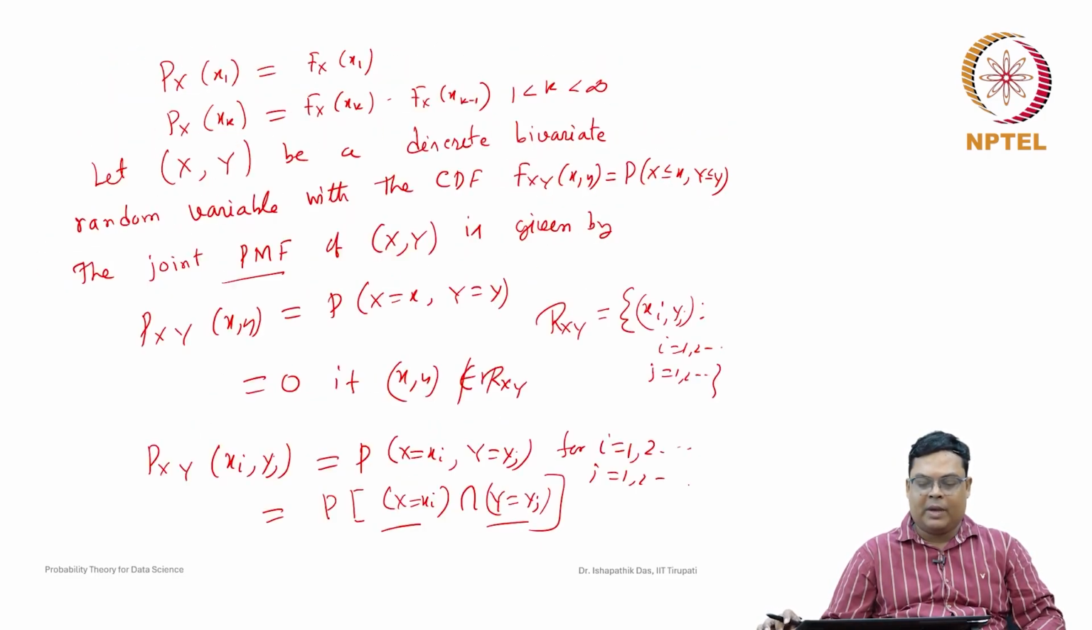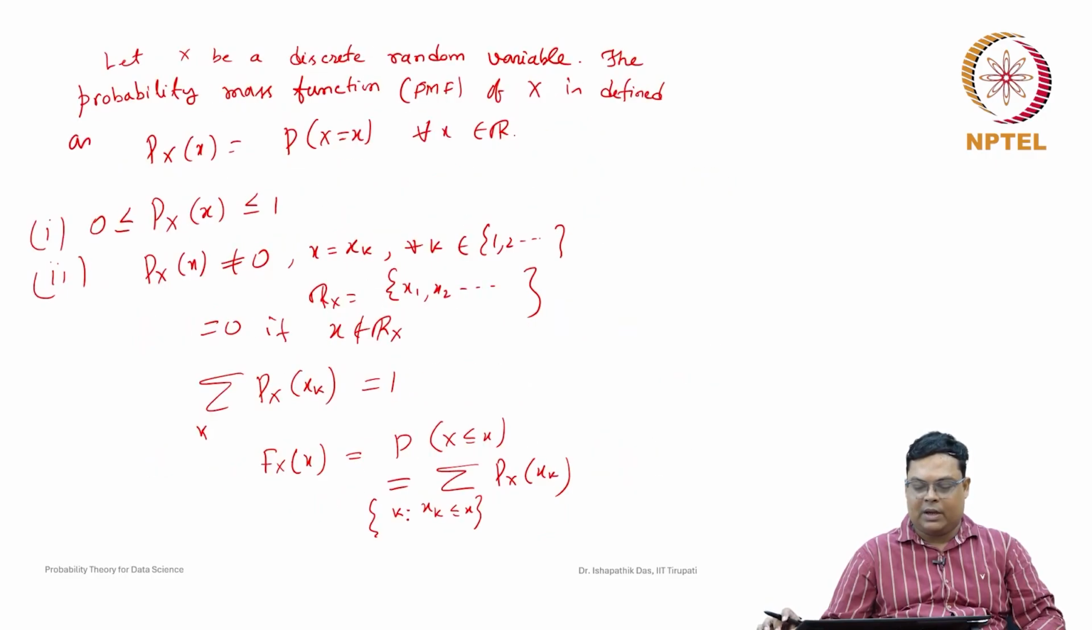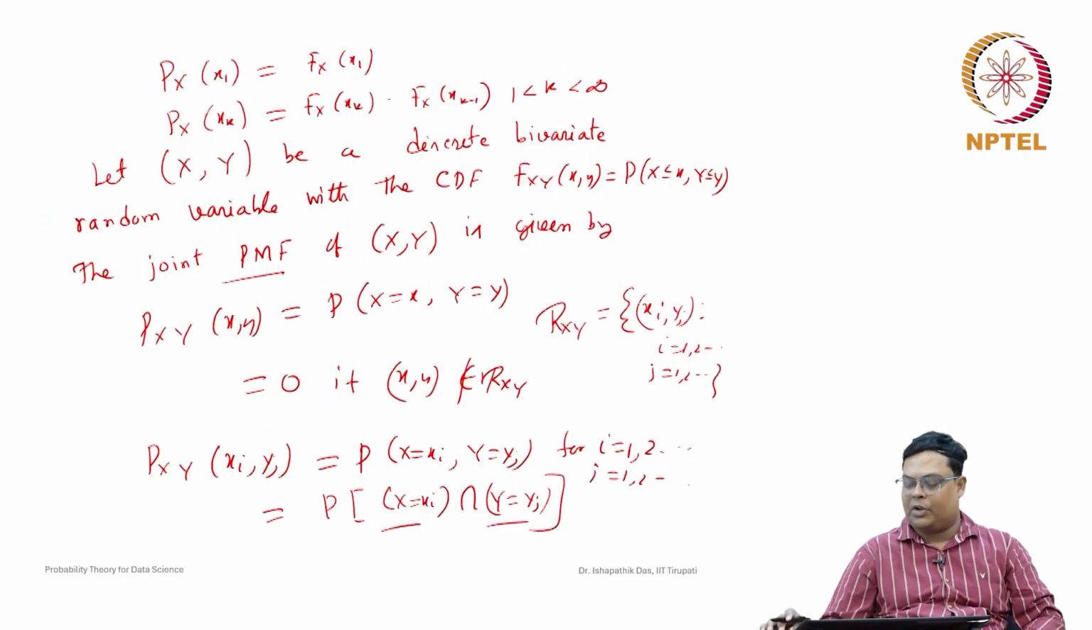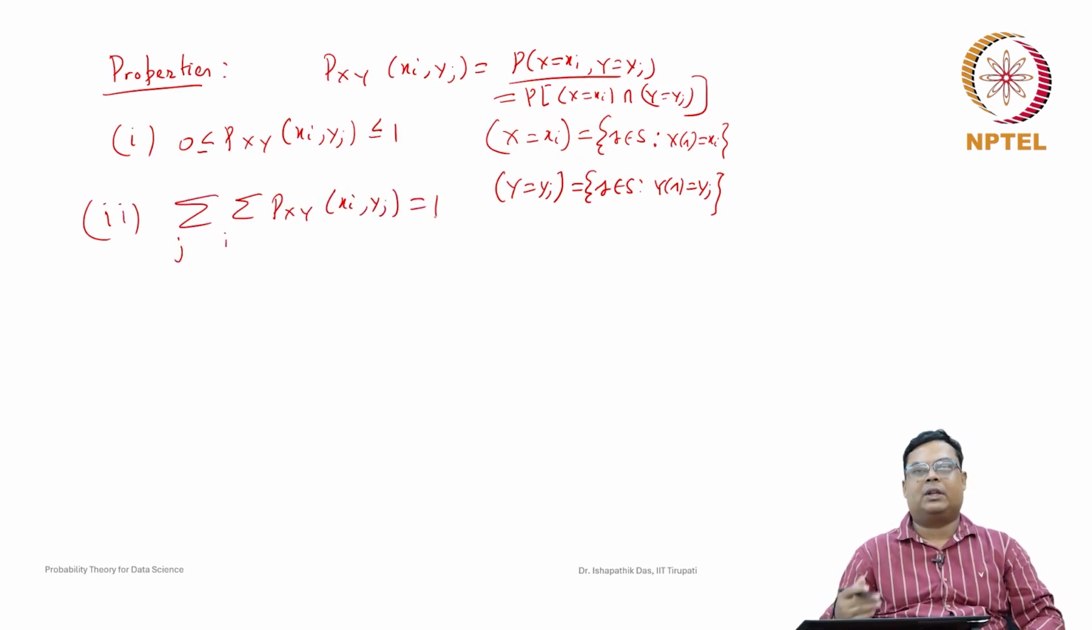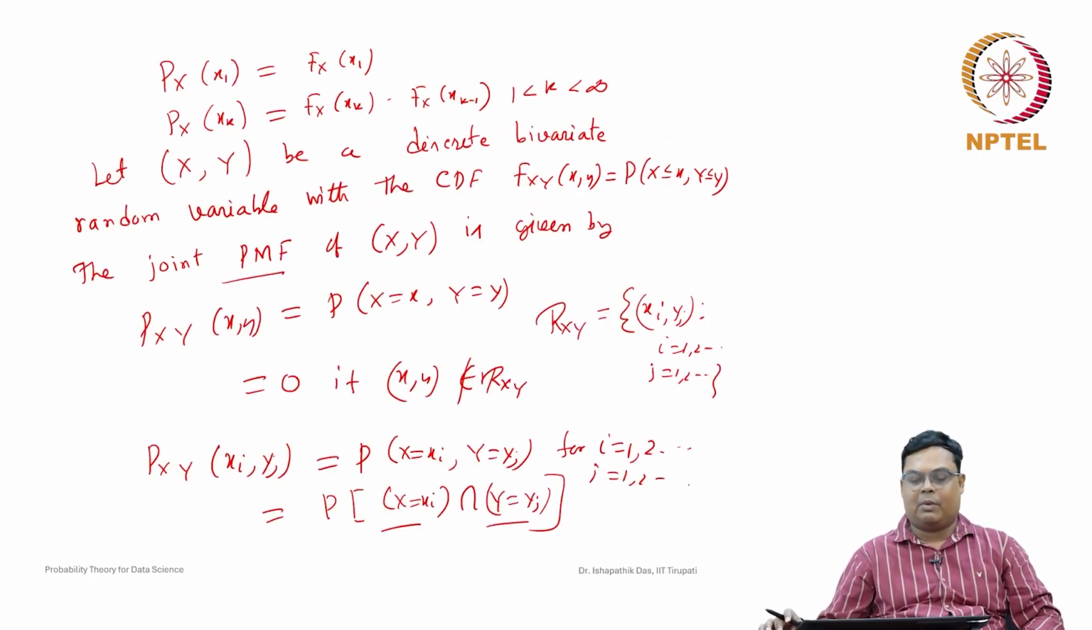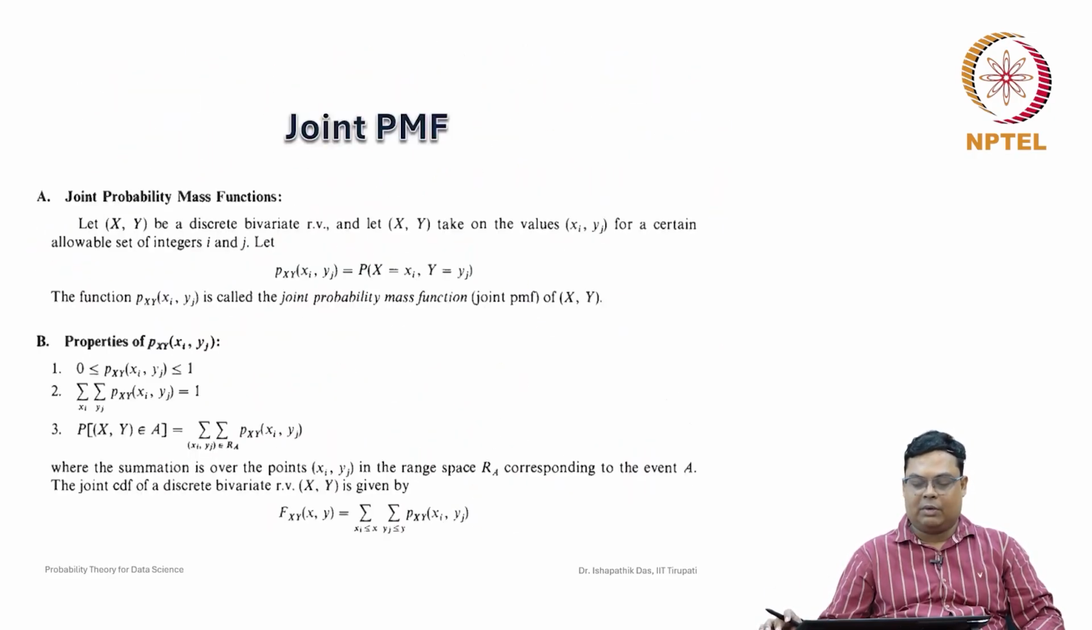Analogous to the univariate case, which you discussed also, the sum over all the possible values should be equal to 1. So, here the sum over all i and j of p x y of x i, y j should be equal to 1. This is a certain event, because you are considering all possible values that the random variable x can take and y can take, and the sum of all these probabilities should be equal to 1.